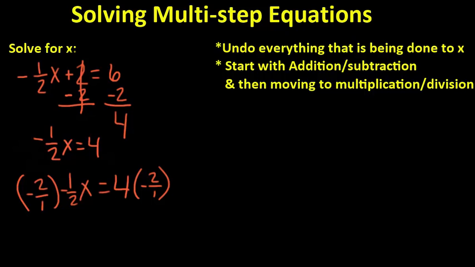This is canceled out, leaving x by itself. To make this a fraction, all we have to do is say 4 over 1. So now we have 4 over 1 times negative 2 over 1. 4 times negative 2 is negative 8. 1 times 1 is 1. So we have x equal to negative 8 over 1, which is the same as negative 8.